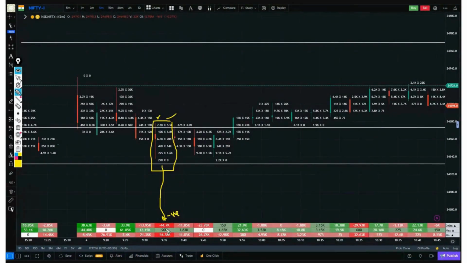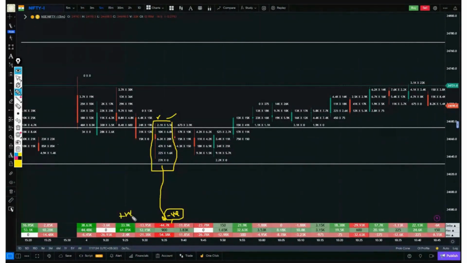So it's negative and inside the red box. That means in this candle there are 44,000 more sellers compared to buyers. Okay, and when there are more sellers, we call it negative delta. When there are more buyers, it's called positive delta.